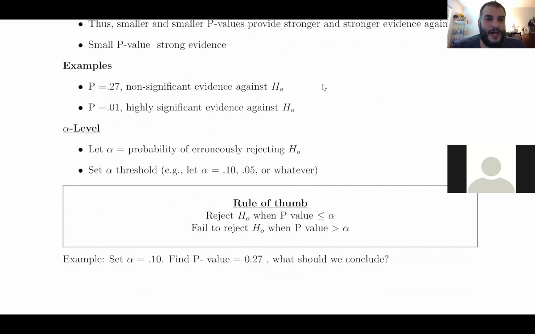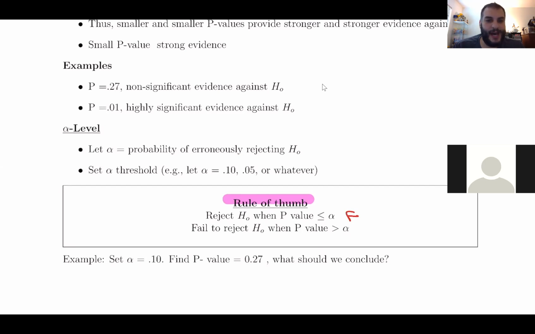For this one, we're going to go over how I know if I should reject the null hypothesis or if I should fail to reject the null hypothesis. To figure that out, we're going to use this rule of thumb. If the p-value is smaller than or equal to alpha, we're going to reject the null hypothesis. If the p-value is bigger than alpha, then you fail to reject the null hypothesis.